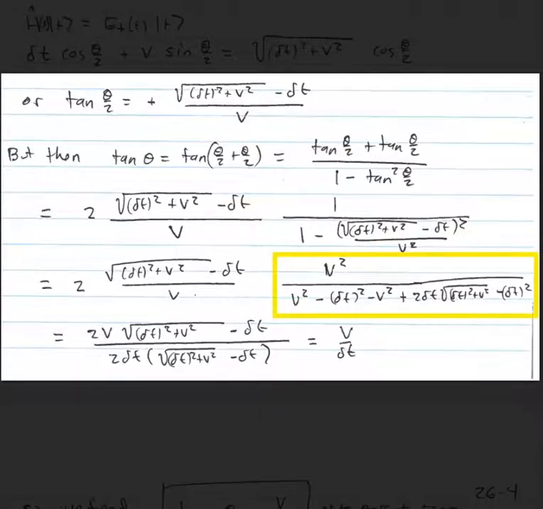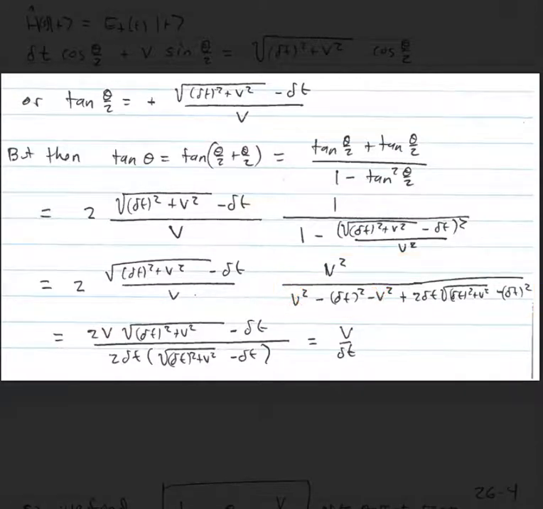We bring the v squared up into the numerator, and we're going to get a v squared minus a delta t squared minus a v squared. The cross term will give us plus 2 delta t times the square root, and then we're going to get a minus quantity delta t squared. And you see the v squareds are going to cancel. I'm going to be left with a delta t with a minus 2 delta t squared.